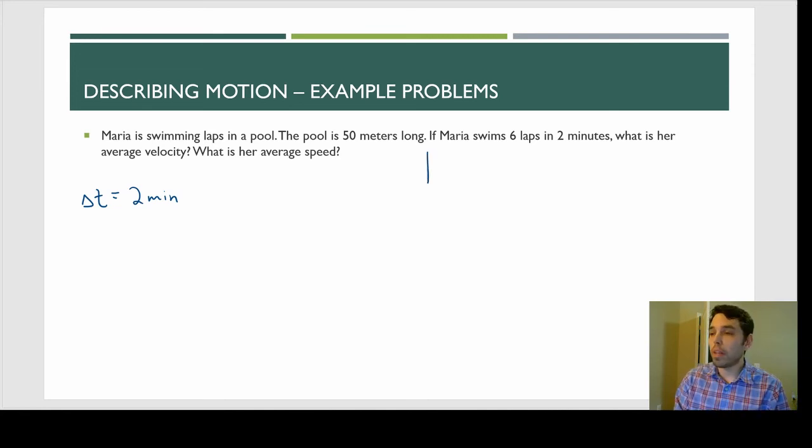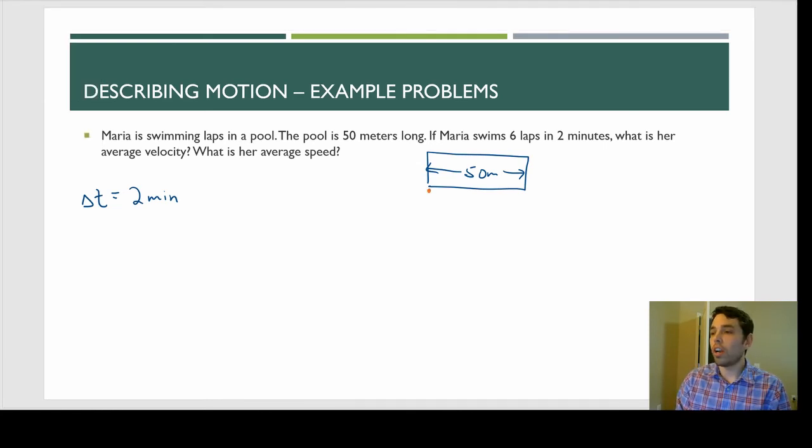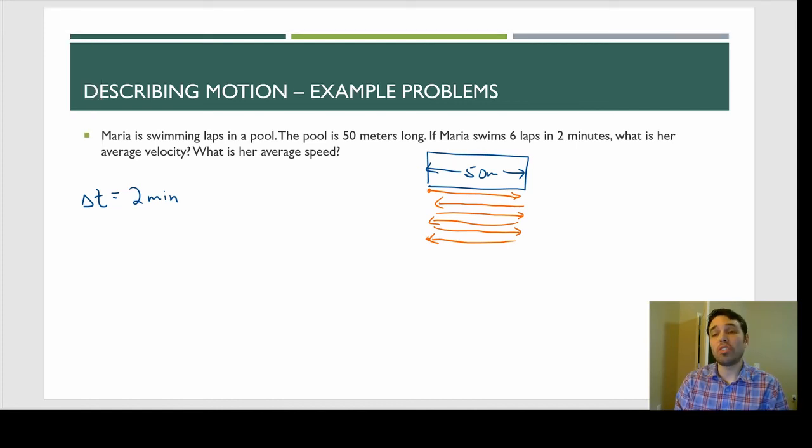So if the pool is 50 meters, let's draw a little picture. 50-meter long pool from one end to the other. And she does it 6 times. She can start here and it goes down. That's 1, 2, 3, 4, 5, 6. She's going to end up in the same spot she started from. So what does that mean her displacement is? If her initial and final position are the same spot, her displacement is 0.